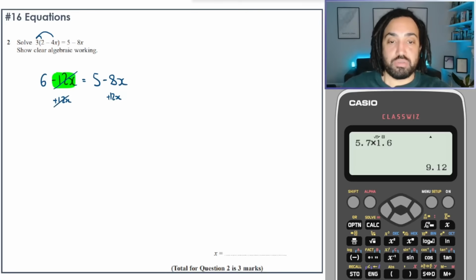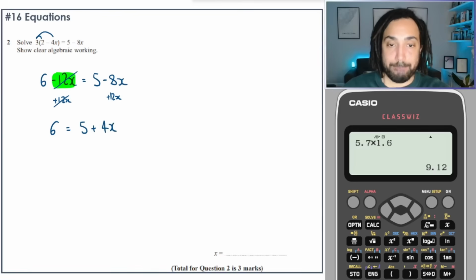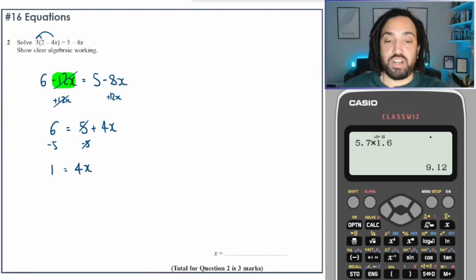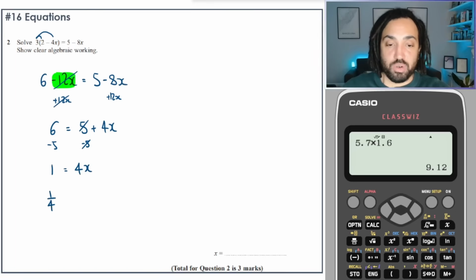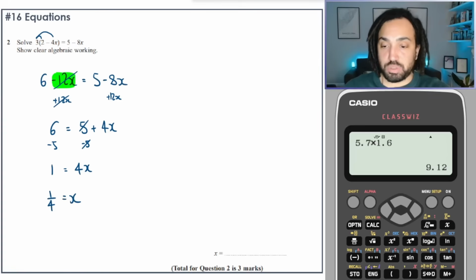So that cancels with that. That leaves me with just 6 on the left side, and we have 5, and minus 8x plus 12x is plus 4x. Now we can take 5 from both sides here. Cancel, cancel. This leaves me with 6 minus 5 is 1. And we're left with 4x over here. And then finally we can divide both sides by 4. So we get x is equal to a quarter.